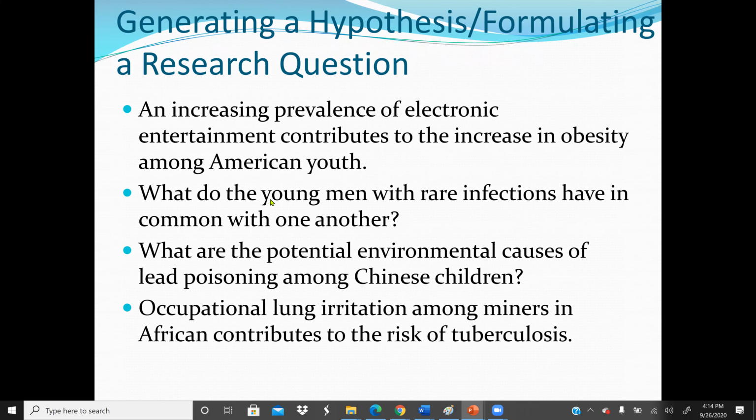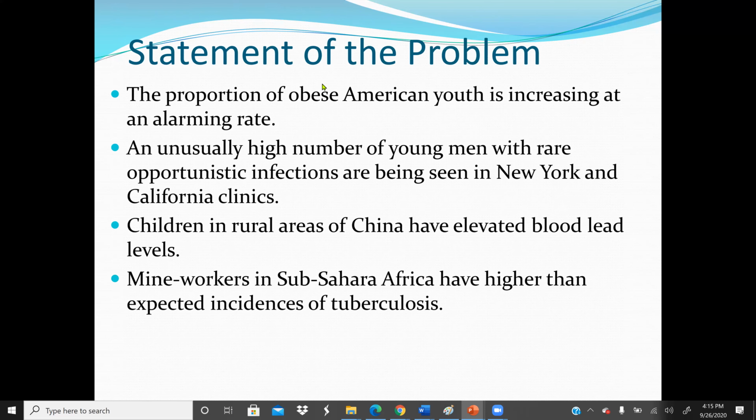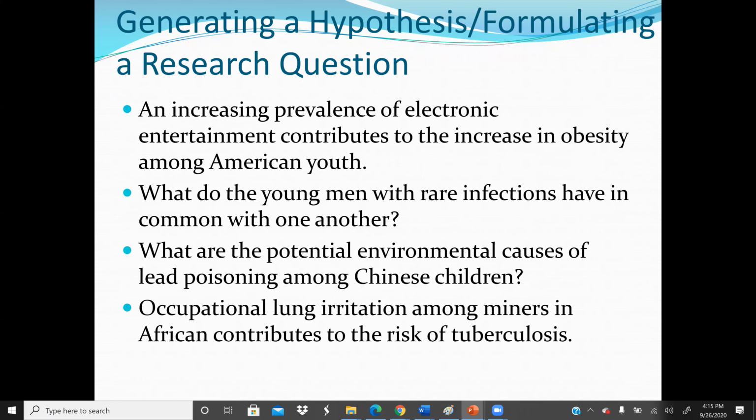So now we have the problems. We haven't generated a question now. Now, next step is generating the hypothesis or formulating a research question. So based on the first problem we have, let's go by the proportion of obese American youth is increasing at an alarming rate. So maybe these American youth are not active, maybe not doing physical training. It can be from games, etc.